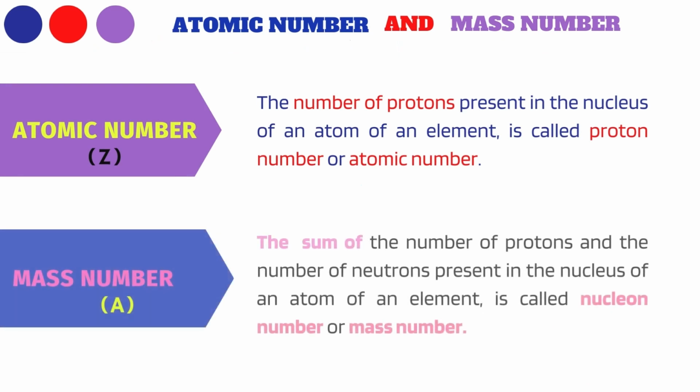Mass number is represented by capital A. It is the sum of the number of protons and the number of neutrons present in the nucleus of an atom. Mass number is also called nucleon number.